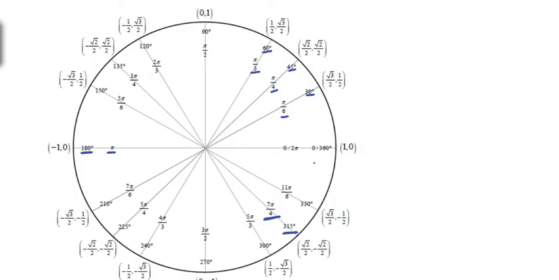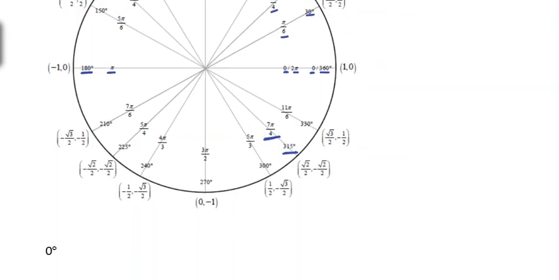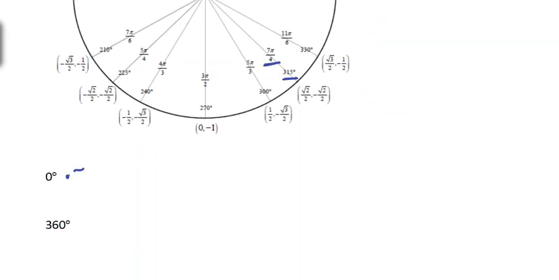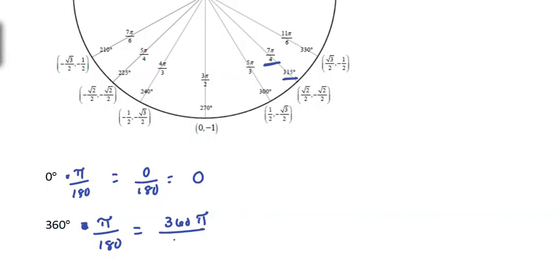Let's look at this one, which is at 0 degrees. 0 degrees, 0 pi. 360 degrees, 2 pi. Same spot over here. So let's look right here. 0 times pi over 180 is going to give us 0 over 180, which is just 0. So that's an easy one to remember. 360 times pi over 180 is 360 pi divided by 180. 360 divided by 180 is 2, so that is 2 pi.